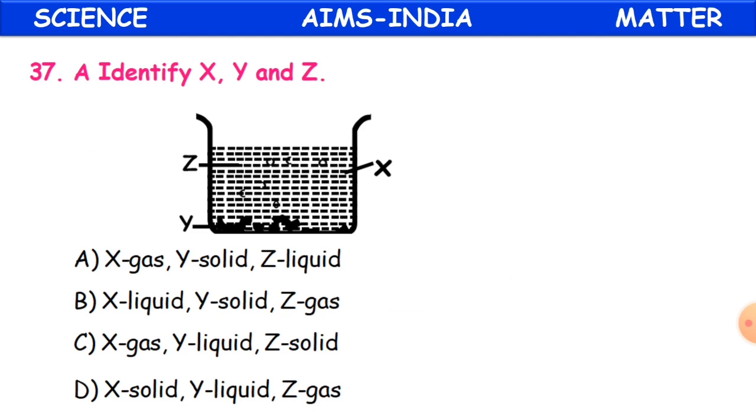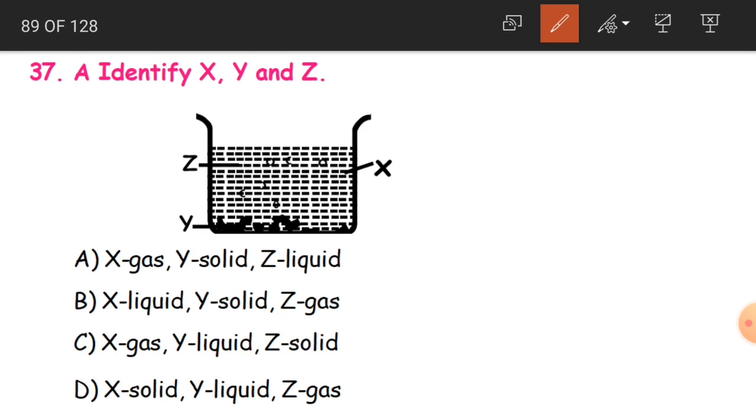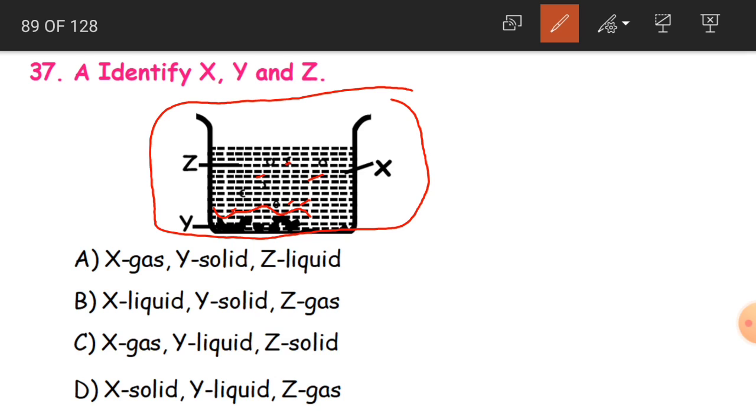Clear? Now, 37th question. Identify X, Y and Z. See children, here in this container you have water, and at the bottom you have some solid substances which have not dissolved in water. And in between you can see some small air bubbles. So these air bubbles are Z, X is the water, and Y is the substances which have not dissolved.